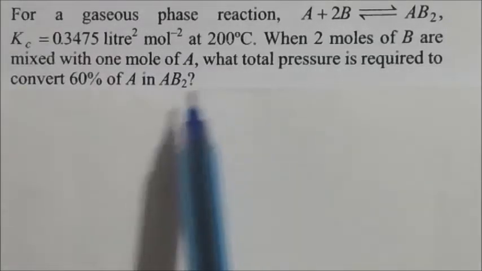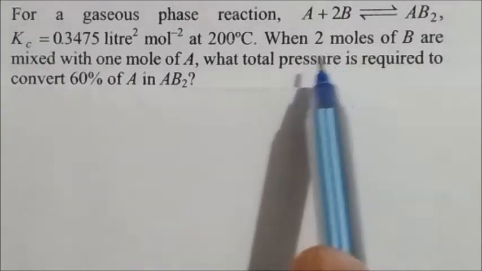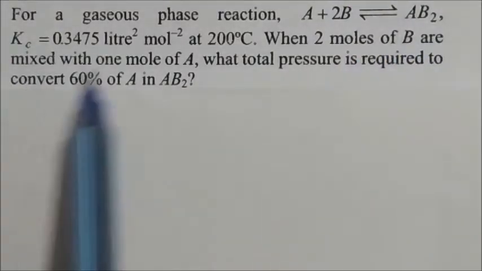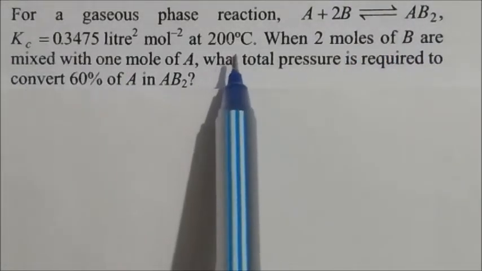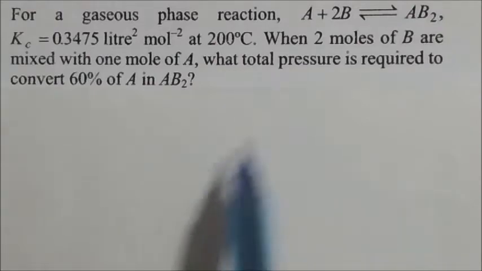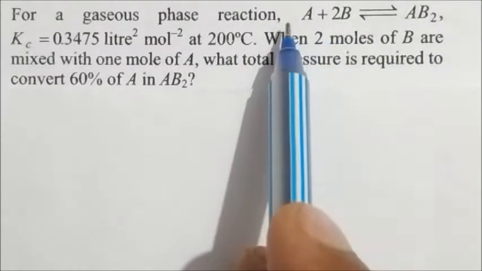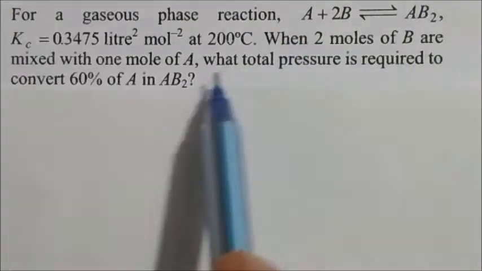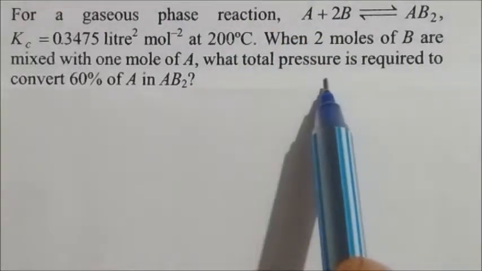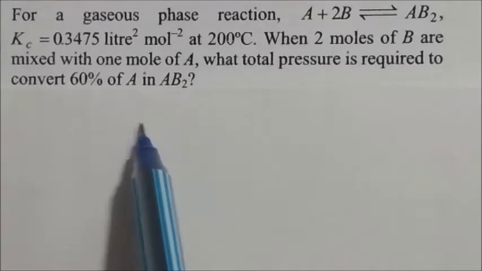The gas phase reaction is given: A plus 2B is converted to AB2, and Kc is given here at a temperature of 200 degrees centigrade. The question is: when 2 moles of B are mixed with 1 mole of A, what total process pressure is required to convert 60% of A?